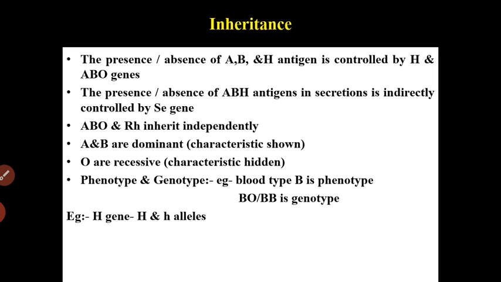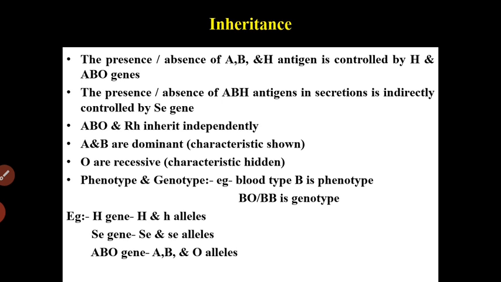Next, some more examples. H gene, it has two alleles. What are alleles? I have told you that they are the alternative form of gene that influence a given characteristic. So there might be a pair of alleles in each gene. So H gene has two alleles. Here H and h means capital H and small h.